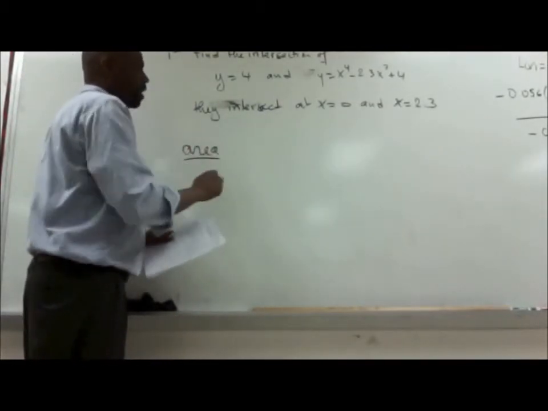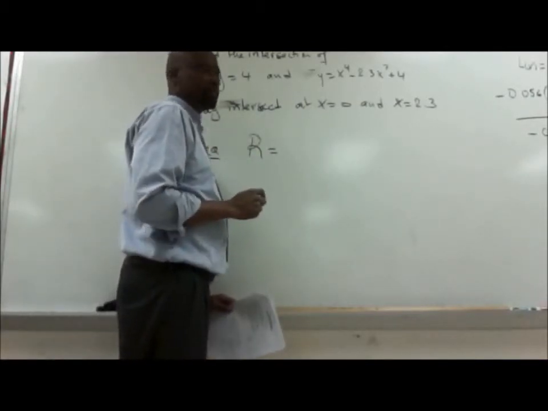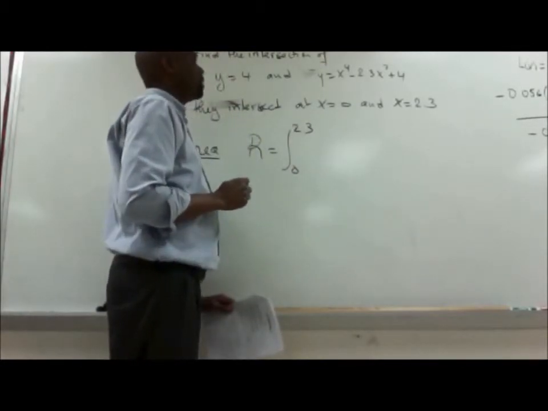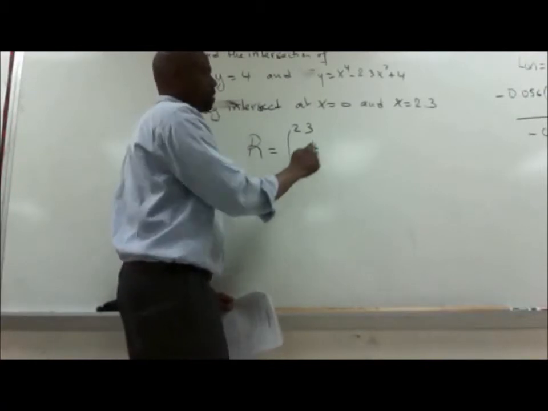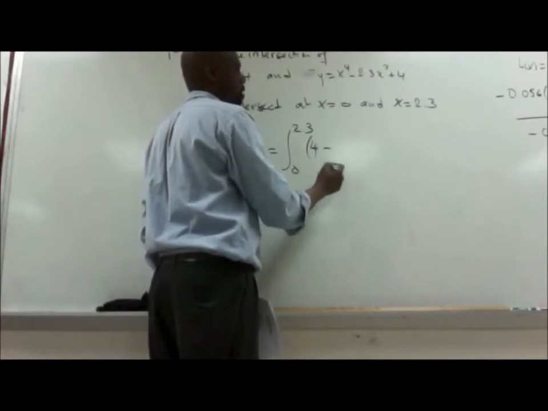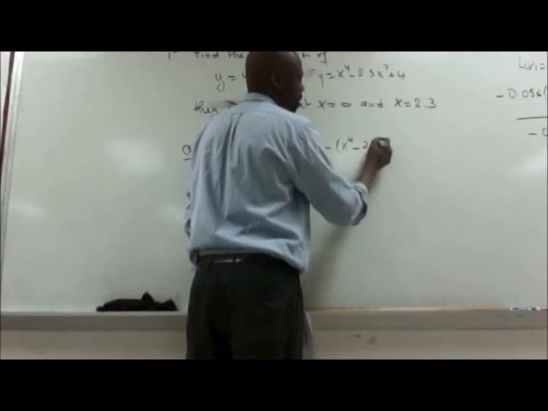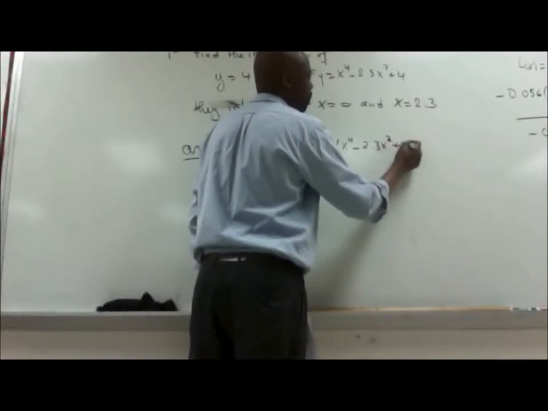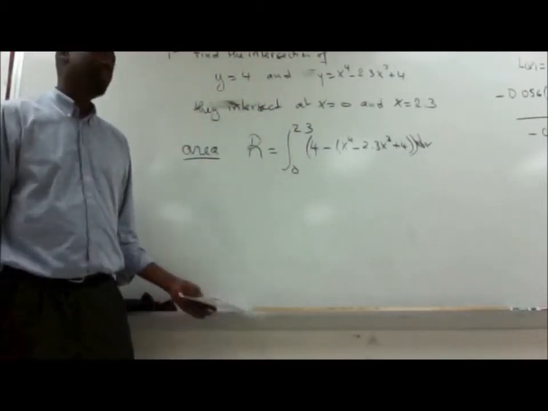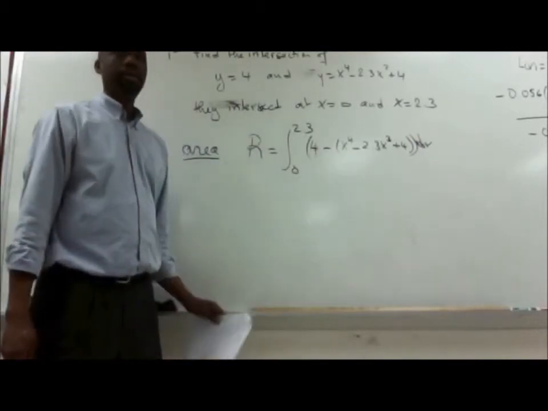The area R is the integral from 0 to 2.3 of the whole function: x to the 4 minus (2.3 x cubed plus 4). Please don't forget the parentheses. Plug everything into the calculator with your limits, and you get 2 points right there.